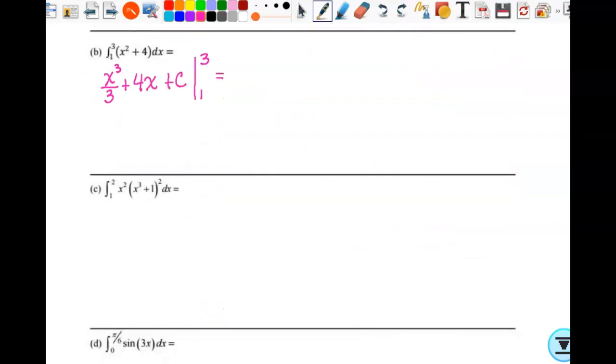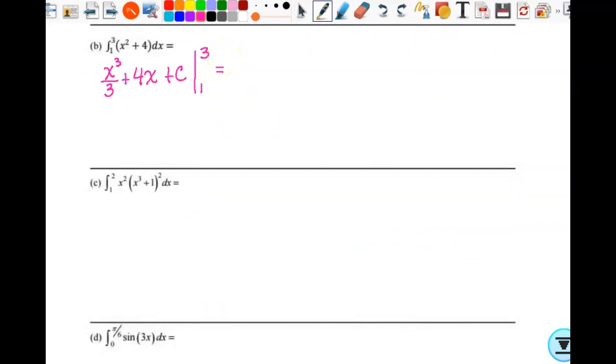So I'm going to substitute in the 3. When I do that, I get 3 cubed. I'm just going to write it down like this first. Divided by 3 plus 4 times 3 plus c. You with me? I was substituting in that 3. Then I subtract, and I'm going to do parentheses because I have more than one term, when I substitute in the 1. So that's going to give me 1 cubed over 3 plus 4 times 1 plus c. You with me on that?